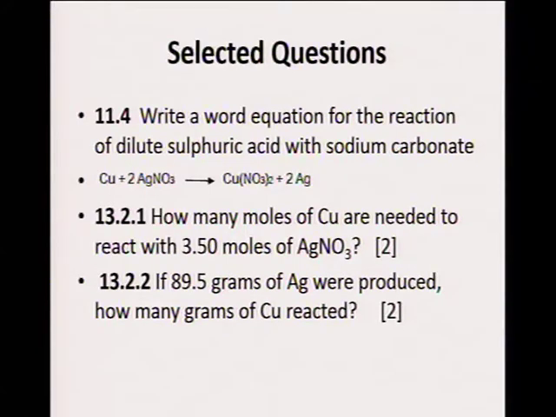Then we go to the second question. If 89.5 grams of silver were produced, how many grams of copper reacted? Here you have to use almost the similar approach, but now you are working in masses.